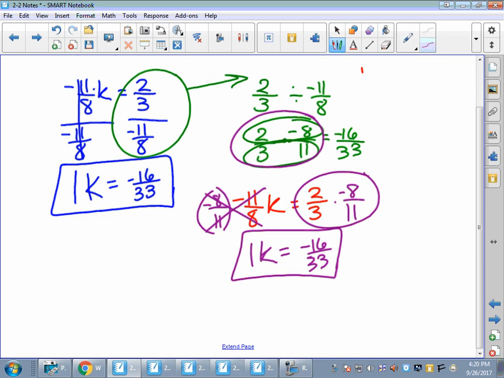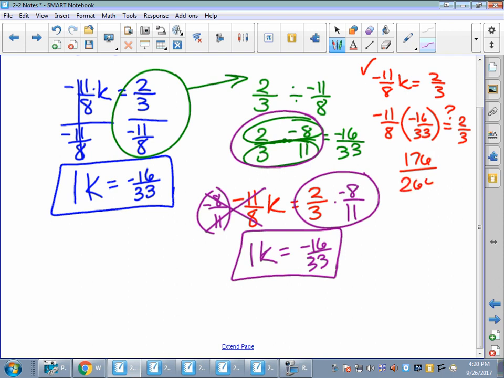When I go to check this answer, I always start with my original problem. I plug in my k value, so -11/8, in parentheses, -16/33, and I'm just checking, will that eventually equal 2/3? When I calculate that out, negative 11 times negative 16 is a positive 176. 8 times 33 is a positive 264. I'm wondering if that is equivalent to 2/3. When I reduce that using my calculator, I get 2/3.